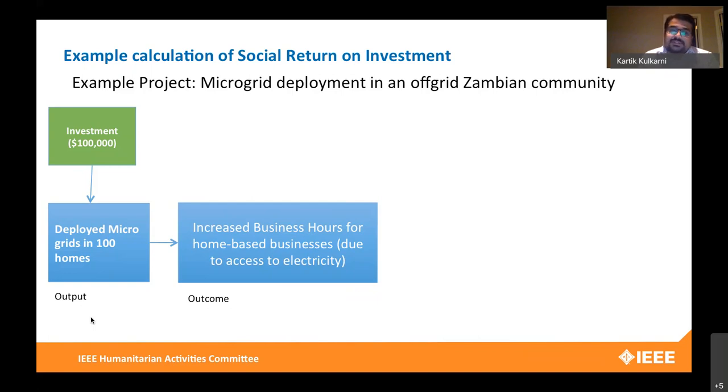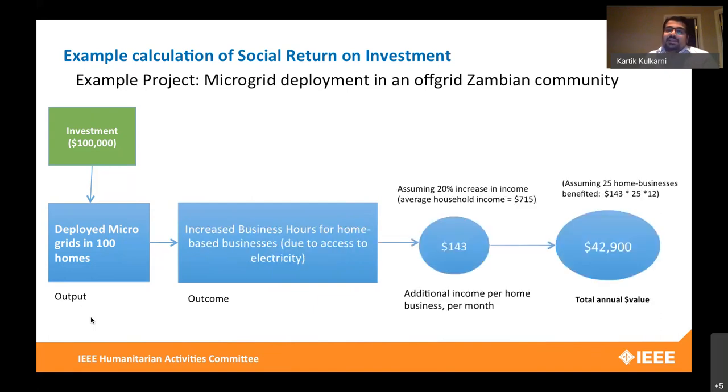There could be multiple outcomes, but let me use one particular outcome here in this example, which is because of whatever you have done, you increase the business hours of some home-based businesses in that community because of access to electricity, access to lighting, and so forth, right? So let's say that's your outcome. Then you'll have to go deeper into how you quantify this outcome. So let's assume that you resulted in a 20% increase in the income of the small home-based businesses.